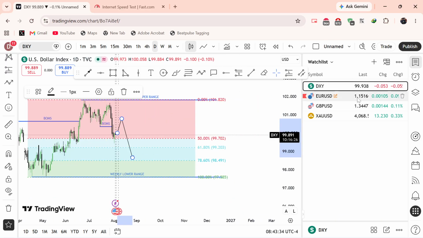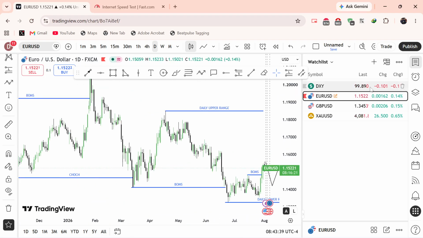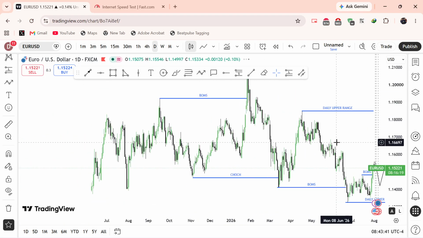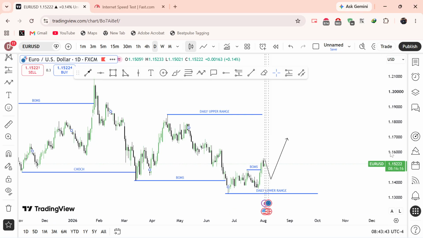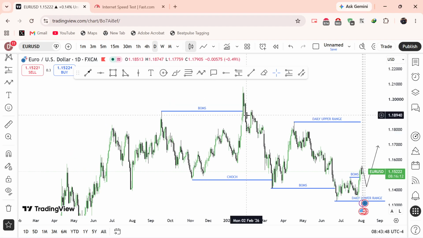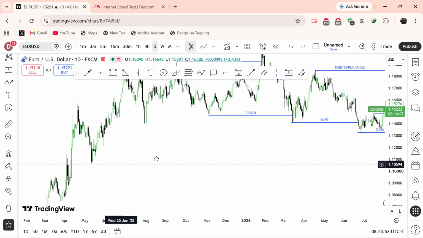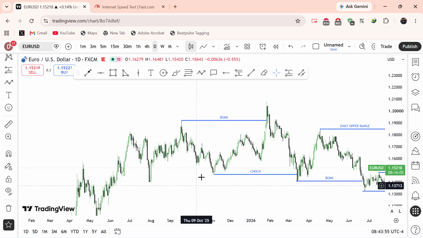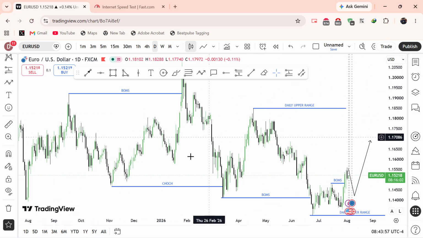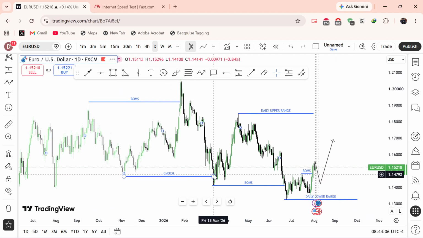Let's go to EU. I have a similar view. So on EU, this was the last break of market structure, and EU has been bullish since 2025. You can see it has been having this bullish momentum. It is only here that we had this change of character, and this was the last break of market structure that gave us this protected low.